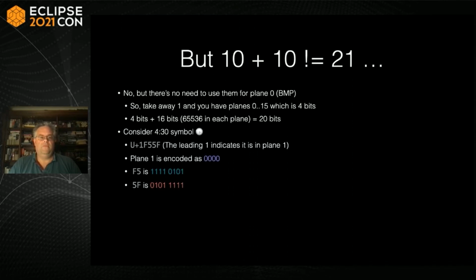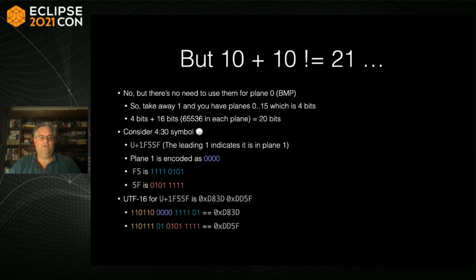So consider the 430 symbol, which it is about now. The Unicode symbol for the 430 is 1F55F, so it's actually in plane 1. And plane 1 is encoded as 4 zeros. You've then got the two other parts in there, the F5 and 5F, to be able to represent those things. And if you put it together in UTF-16, then the highlighted gold parts on here are the high and low surrogates that are indicated.